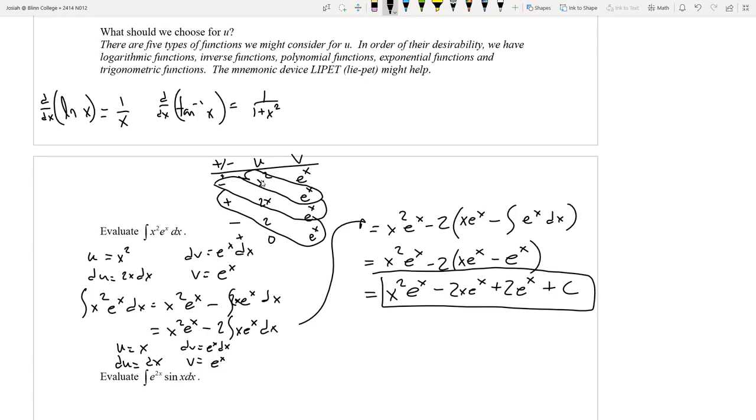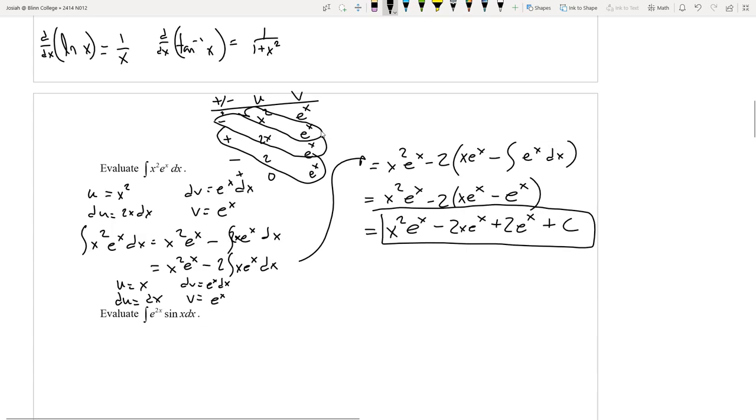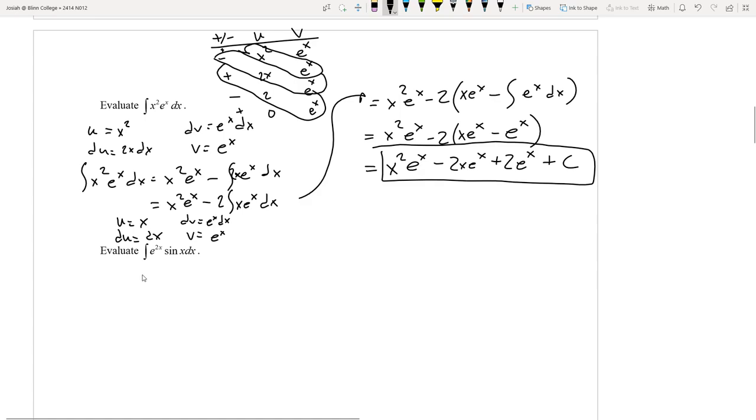And you can see we've got x squared e to the x, that's this one, minus 2x e to the x, that's this one here, and then plus 2 e to the x, that's this guy here. So that's kind of a shortcut for doing multiple steps at once. It's not infallible, though. We'll go ahead and take a look at this next one here and see the limits of that.